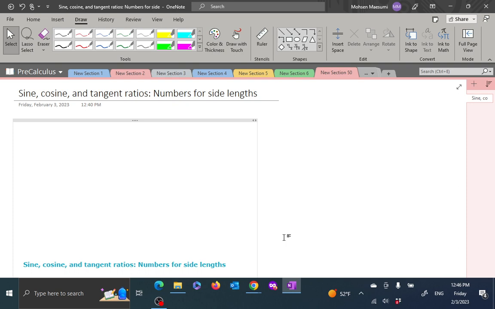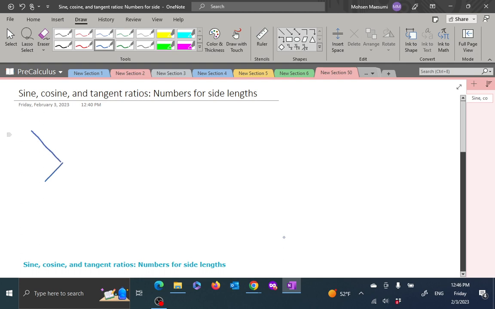So let me briefly explain what the topic is about. It will be a quick and short lecture. We have a right triangle, and let's label these corners and angles as A, B, and C. This is a right triangle, so here is our 90-degree angle. Typically the sides are labeled little a, little b, and little c.